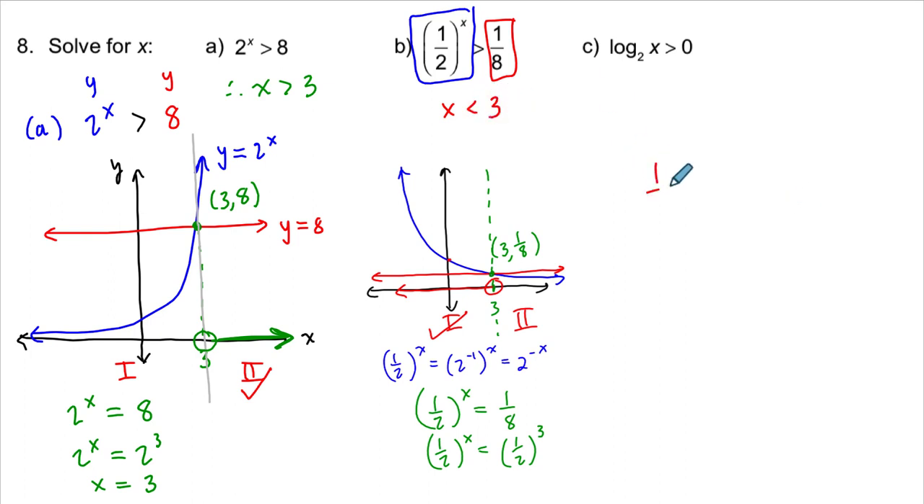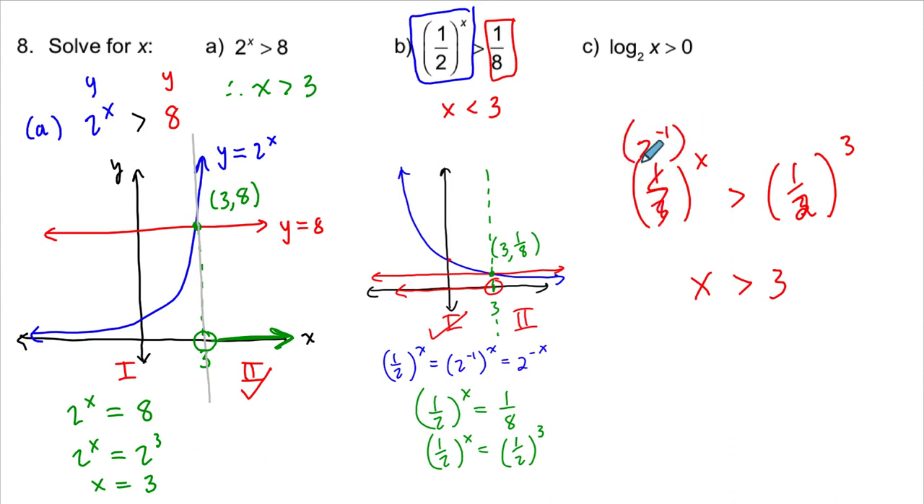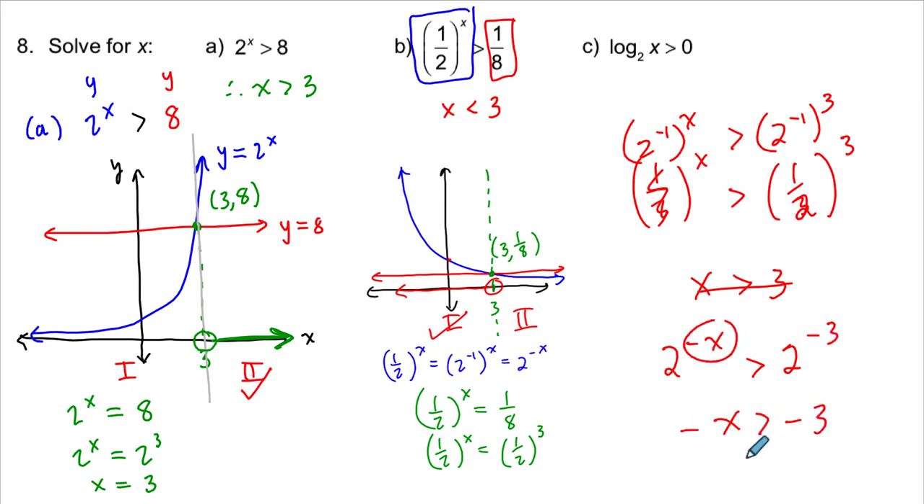If we had actually just tried to solve the inequality by using the one-to-one property, we would have said that 1/8 is 1/2 cubed, and then we would have said x is greater than 3, which is not the solution we're looking for. Now, you could come up with tricks, and you might say, well, I have to write that as 2 to the negative 1 to the x, which is greater than 2 to the negative 1 cubed, and that would give me 2 to the negative x is greater than 2 to the negative 3, and now I can say negative x is greater than negative 3, and now I have to flip the inequality sign.